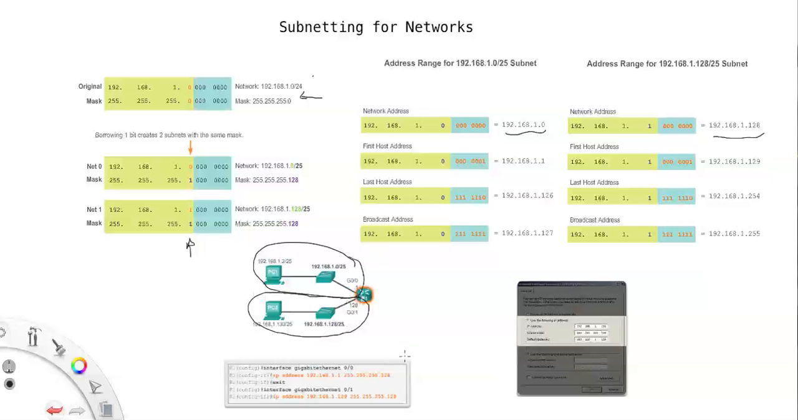And down here, what you would have to do on a router is you'd have two interfaces. That's this interface and this interface over here. And you would have to configure the default gateways for each one of those networks.